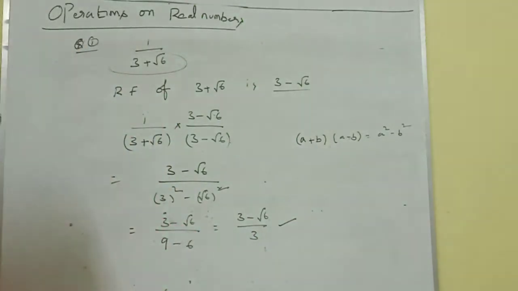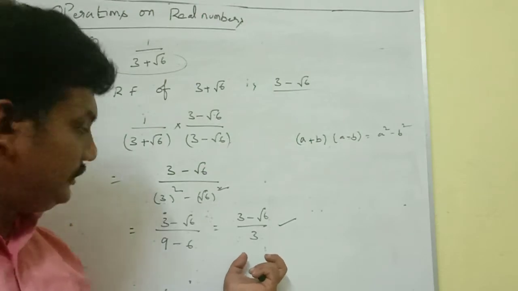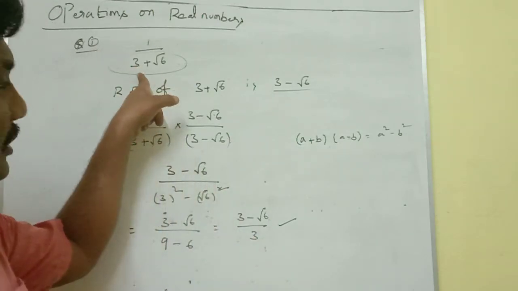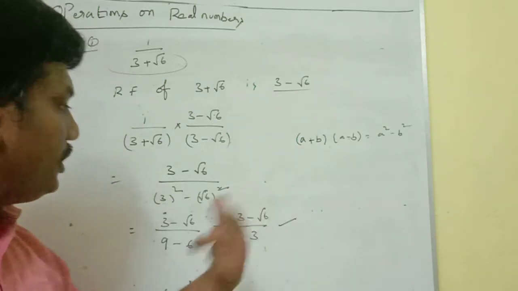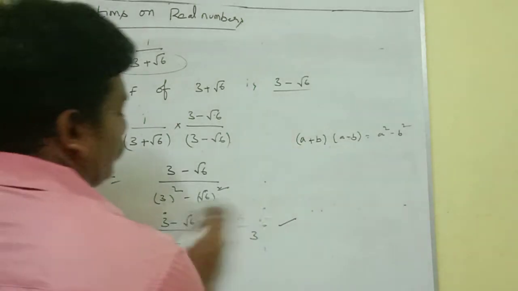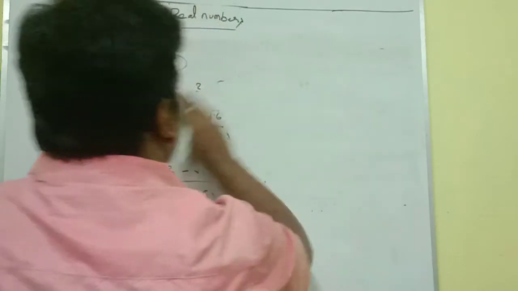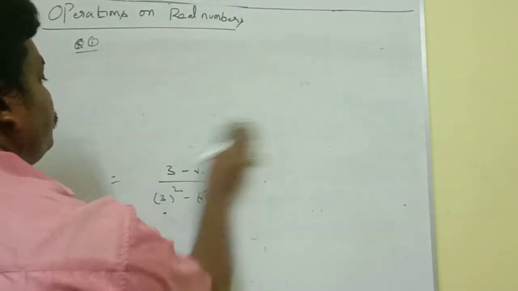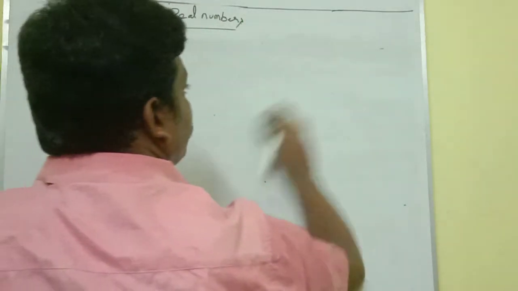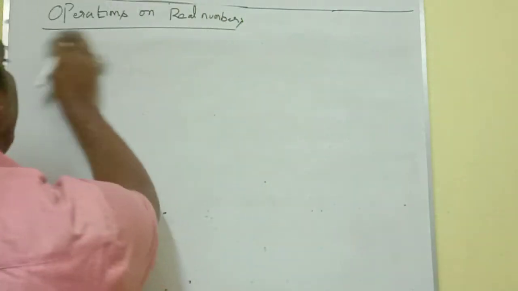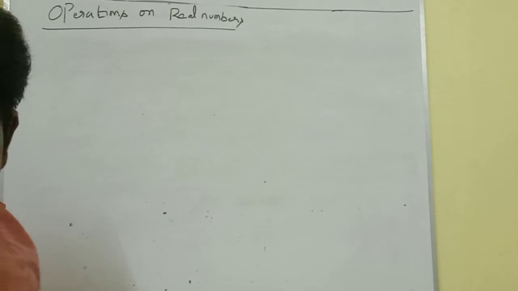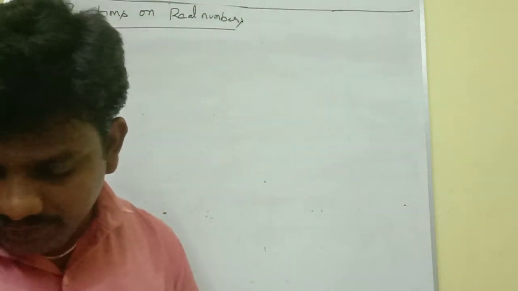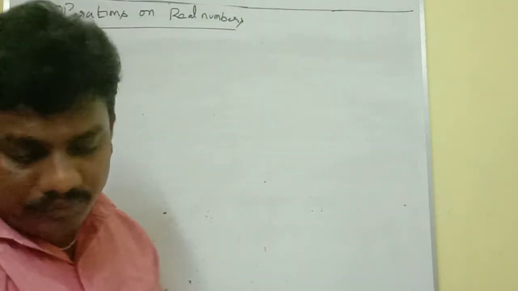So we rationalized the denominator. The denominator here was 3 plus root 6, but now the denominator is only 3. It is very easy to simplify. Next, like this, we are going to find another value. So simplify.